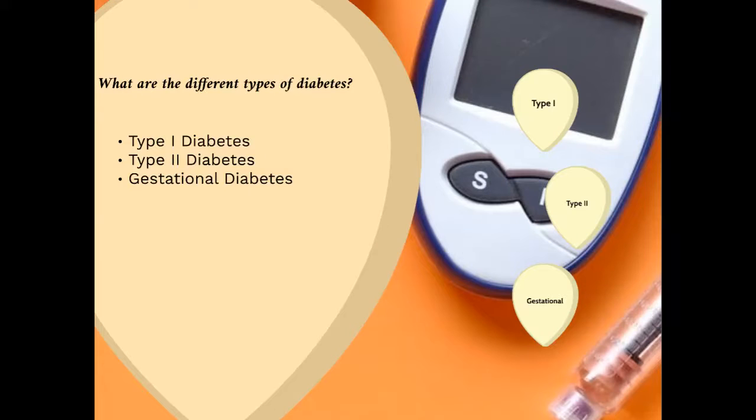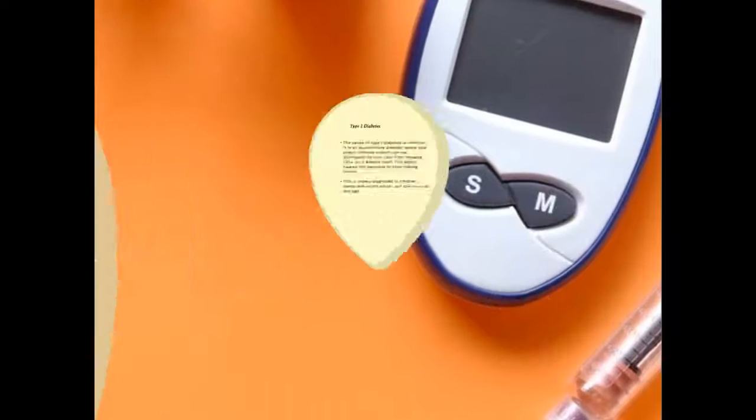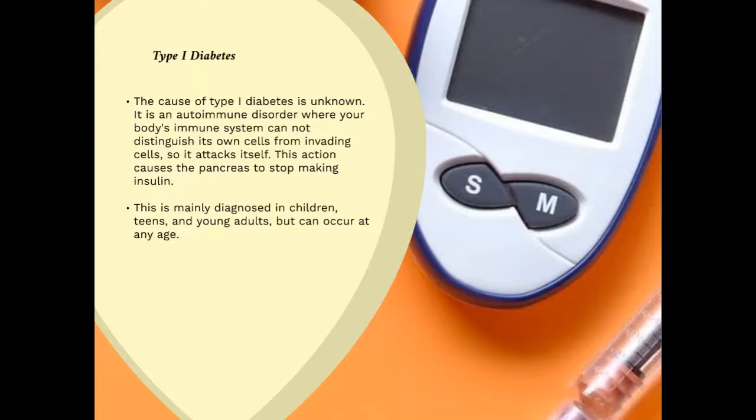The types of diabetes are type 1, type 2, and gestational diabetes. First, we'll review type 1. The cause of type 1 diabetes is unknown. It is an autoimmune disorder where your body's immune system cannot distinguish its own cells from invading cells, so it attacks itself. This action causes the pancreas to stop making insulin. This is mainly diagnosed in children, teens, and young adults, but can occur at any age.